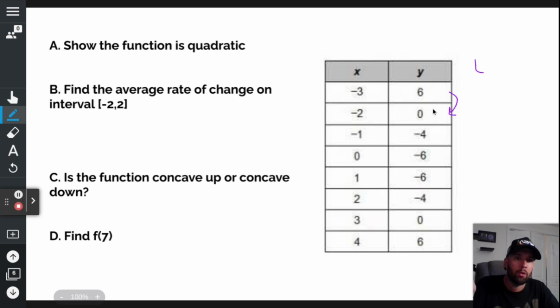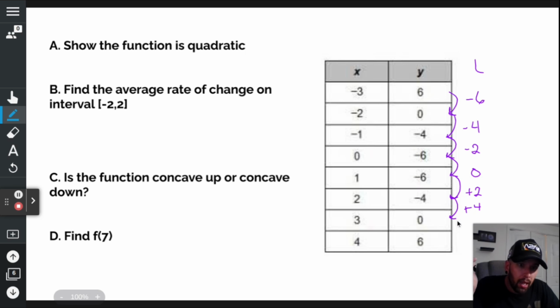To get from 6 to 0, subtract 6. Subtract 4. Subtract 2. Nothing. That was supposed to be a 0 and it didn't turn out to be. Add 2. Add 4. Add 6. Oh, perfect. Nailed it. Now you can see the pattern forming. However, since this number is not the same throughout, it's not linear.